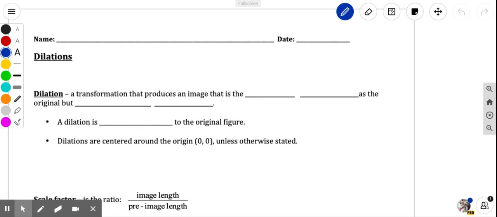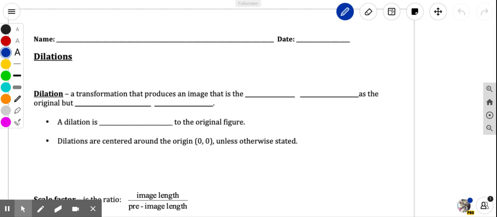So there are different types of dilations that we're going to be doing. We'll be doing them on and off the coordinate plane. Today is pretty basic. We're starting off today with dilations which are using the origin as the center of dilation.